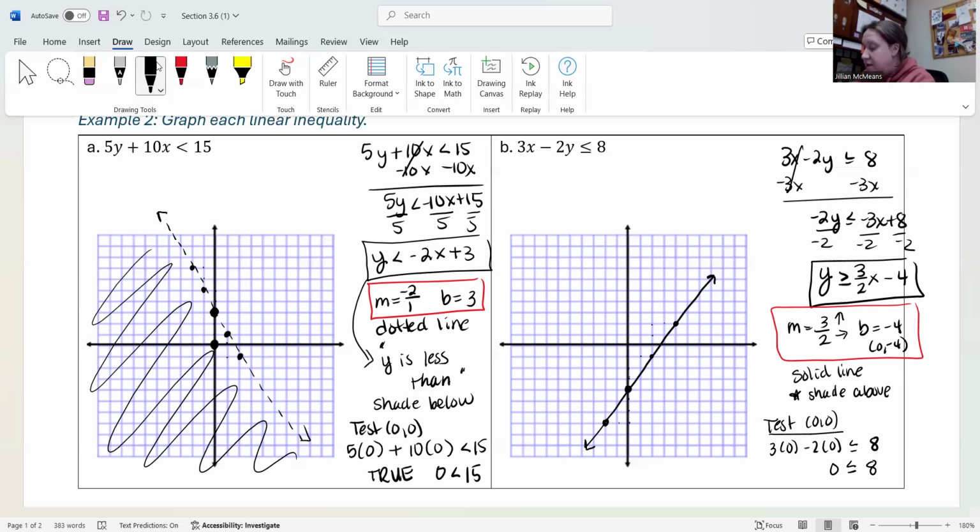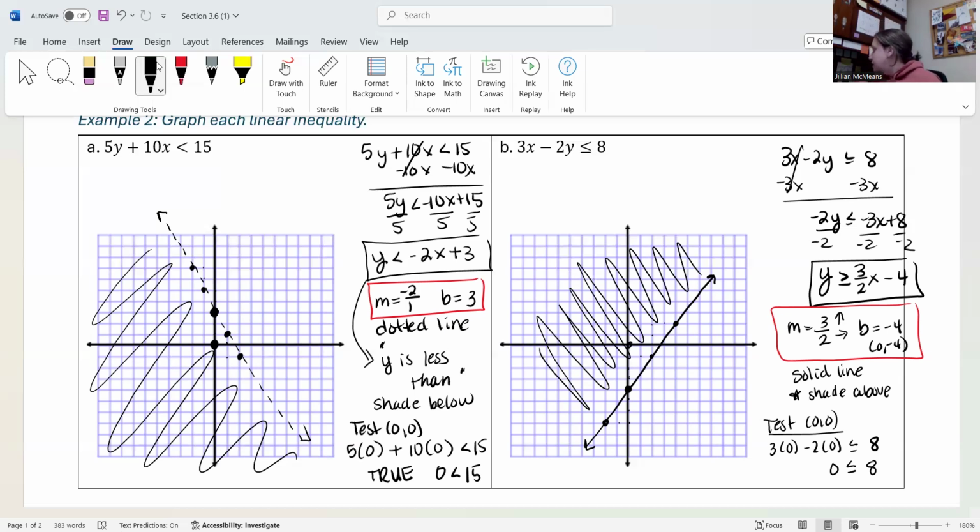So because this gave us a true statement, that tells me 0, 0 is part of the solution. The test point is part of the solution, so we need to shade the half plane that contains the test point. The test point is here. So we want to shade the half plane that is above or on top of the line. And that's what we suspected from the start, that we would be shading on top of the line.